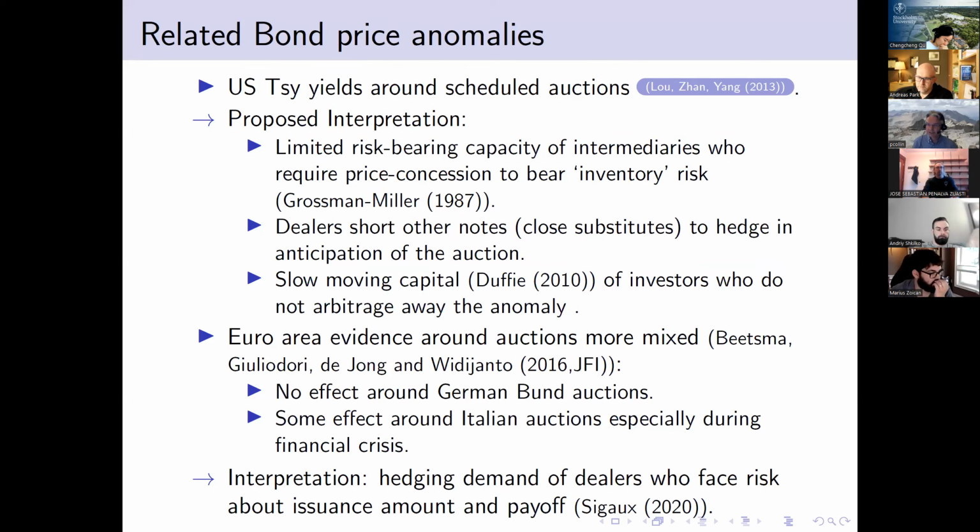And then, of course, we need some story for why other market participants are not stepping in and helping collect that excess risk premium, if you want. Why does the government need to lose money on its auctions repeatedly? Why are other market participants not stepping in?